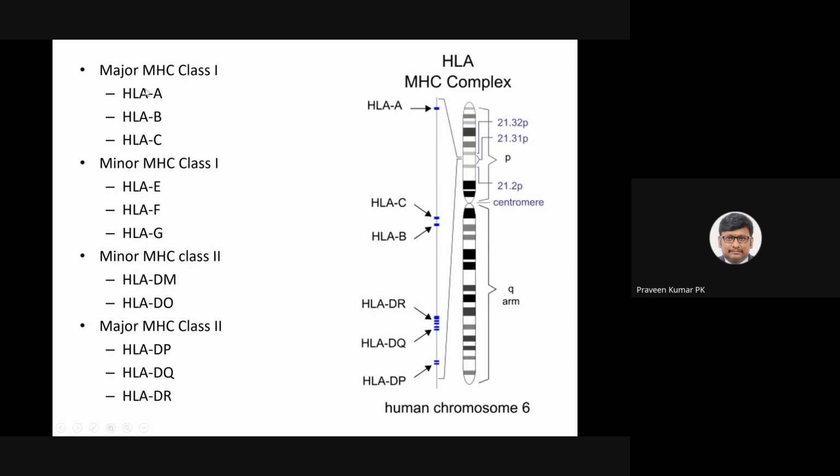If you see the major MHC class 1, you have HLA-A, HLA-B, HLA-C, and if you see the minor MHC class 1, you have HLA-E, F, G. So not only do you have ABC, the major genes of MHC class 1, but you also have minor genes like EFG. Similarly for class 2, we have DP, DQ, and DR, and for the minor region, you have DM and DO. But if you see the databases, we majorly discuss these genes, HLA A, B, C, and DP, DQ, and DR, each and every allele.